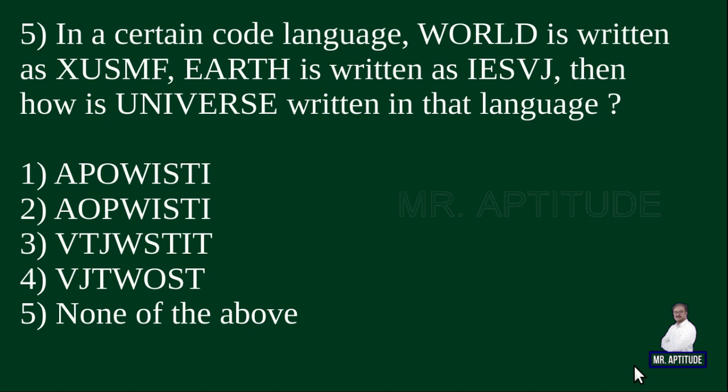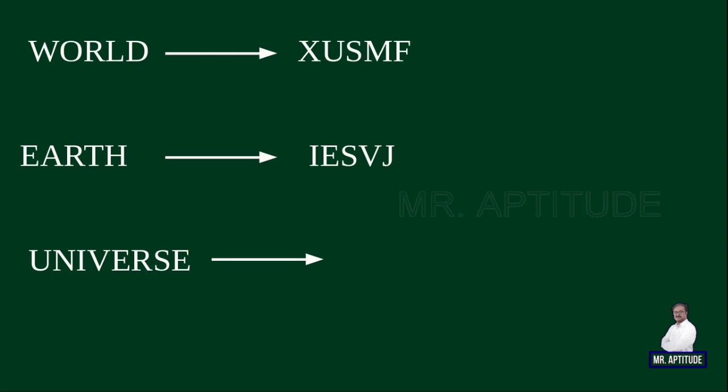This is your fifth question. Let me explain this one. World is coded as XUSMF. Earth is coded as IESVJ. If you observe these letters, O is a vowel letter, U is a vowel letter, E is a vowel letter, A is a vowel letter. As there are 5 vowel letters in the English alphabet, in this question, every vowel letter is coded as its next vowel letter. Every consonant is coded as its next consonant.